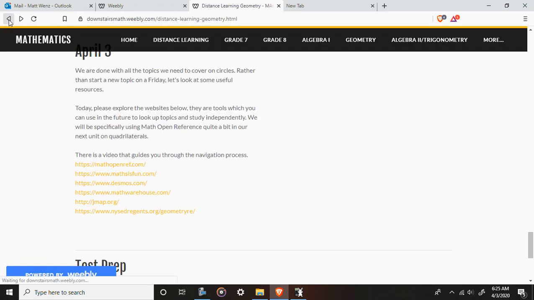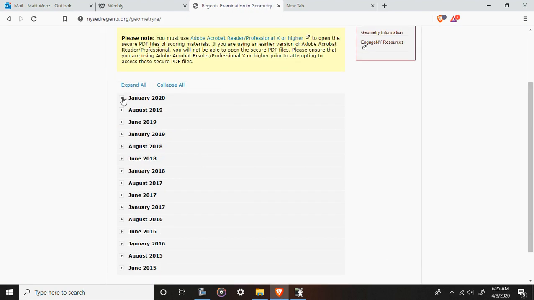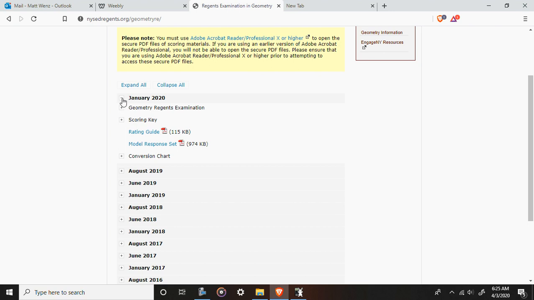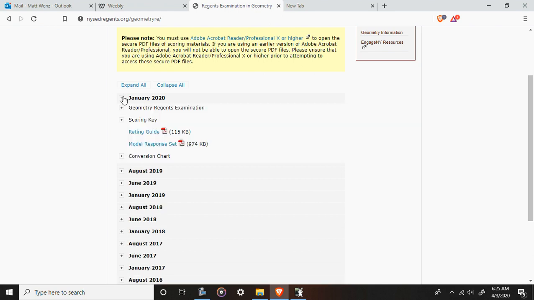The last website is the New York State Education Department, and I've linked specifically the geometry page. So these are all the Regents that they've given in this area. They've been giving this specific type of Regents for like 5 years now. So here's all the tests they've given. It's public domain because your tax money paid for it.